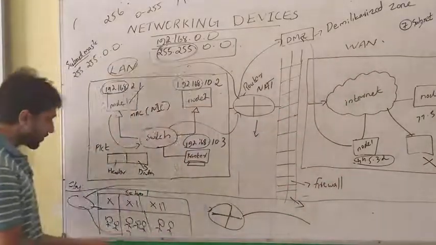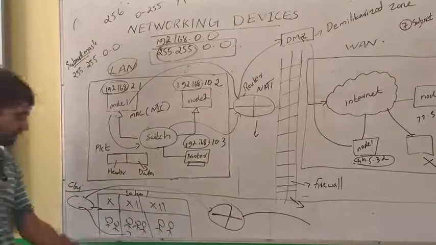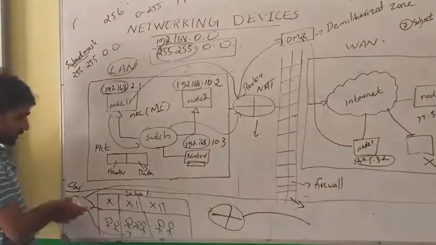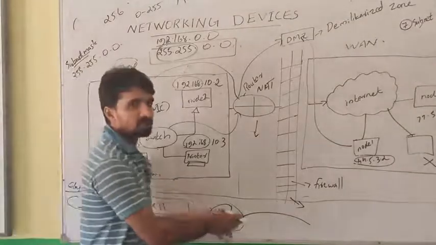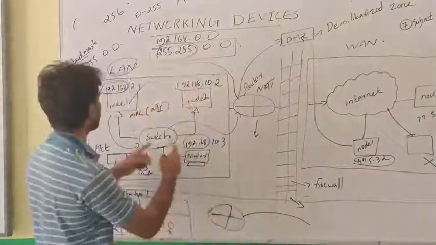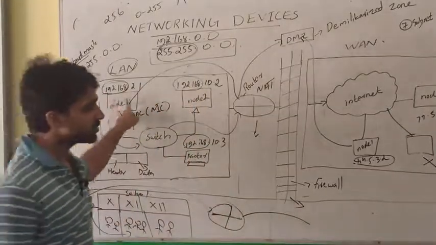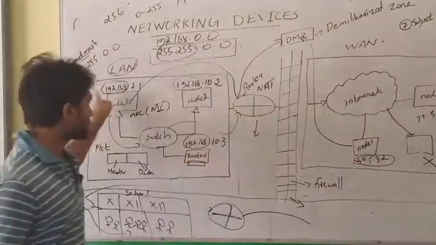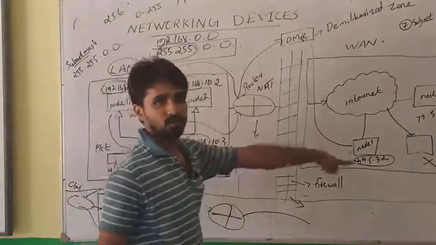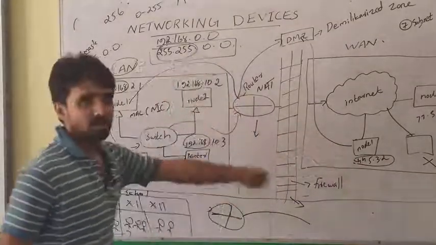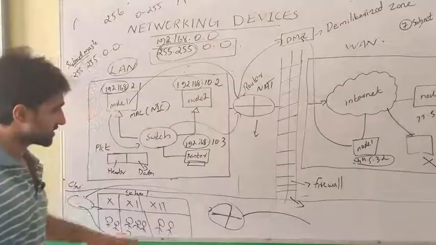If you want to move from this school to another school, first you move to the class teacher, then the principal, and only then move to another school. Same here: if node 1 wants to send a message to a computer outside, first it moves to the switch, then the router, and only then to another computer on the internet. So this is the main concept.